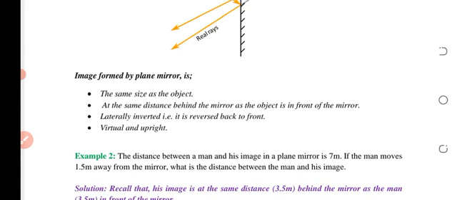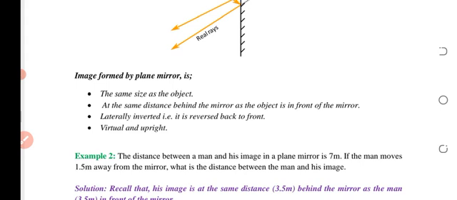For example, if you are standing in front of a plane mirror and you stretch forth your right hand, it will appear as if in the mirror you are stretching forth your left hand. That is the meaning of a lateral inversion. And lastly, the image formed by a plane mirror is always virtual and upright.